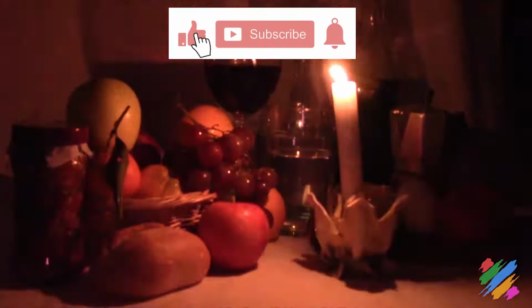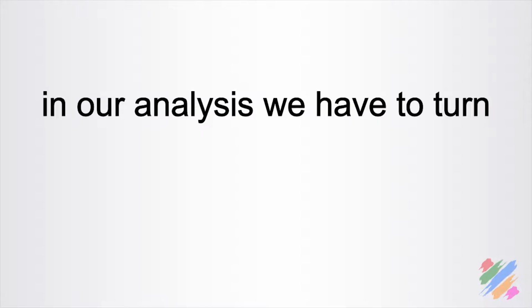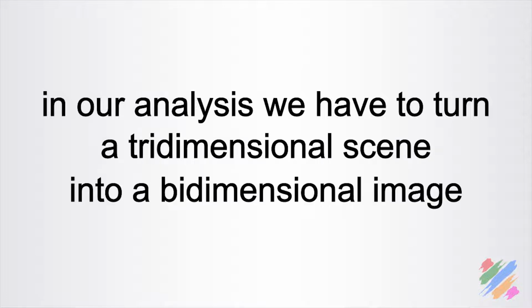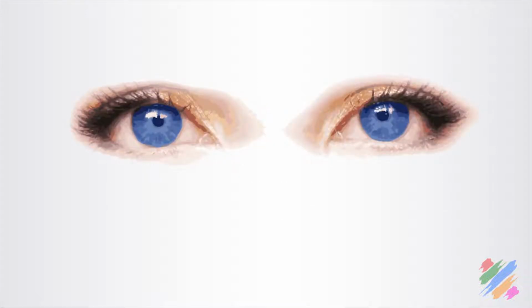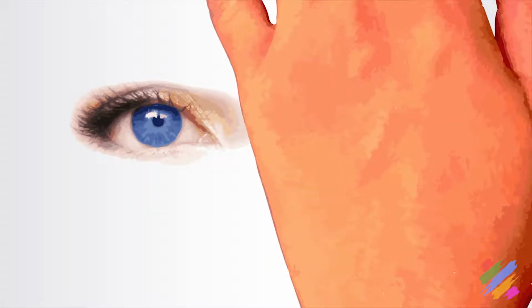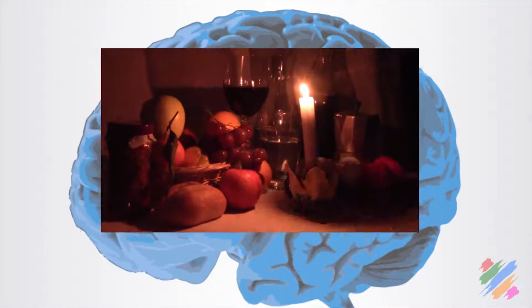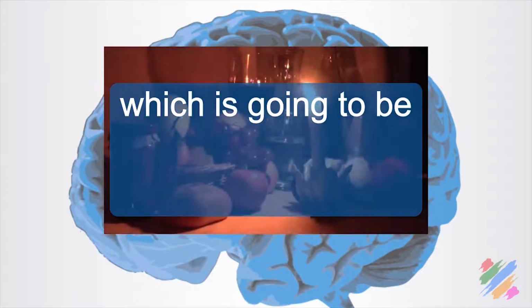Using a real model is definitely more difficult because, first, in our analysis we have to turn a three-dimensional scene into a two-dimensional image. In this case, we can help ourselves by watching the scene with a single eye, so that at the end our brain is going to receive a two-dimensional image, which is going to be easier for us to process.